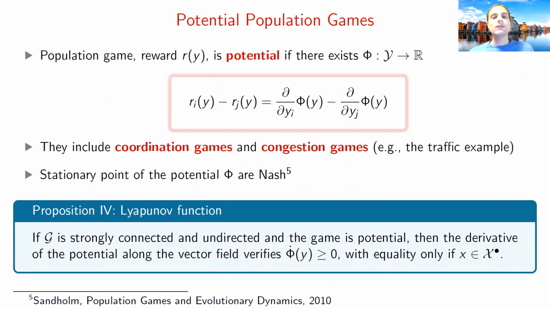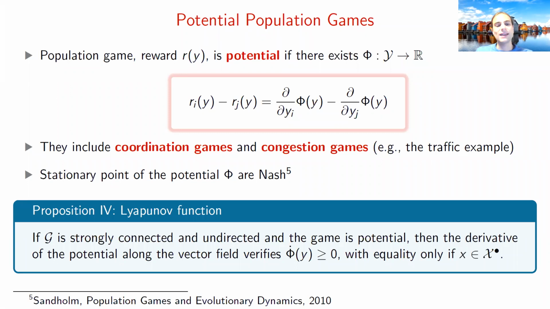Okay, and for potential population games, in strongly connected and undirected networks, we can prove that the potential, actually minus the potential, works as a Lyapunov function. In particular, the derivative of the potential along the vector field is always non-negative, with equality verified only in the restricted Nash.